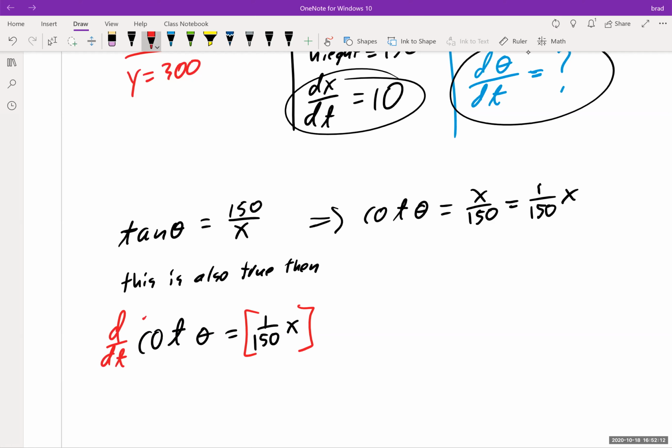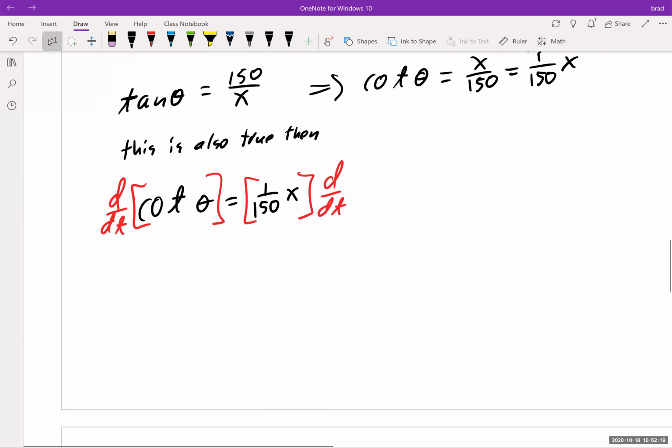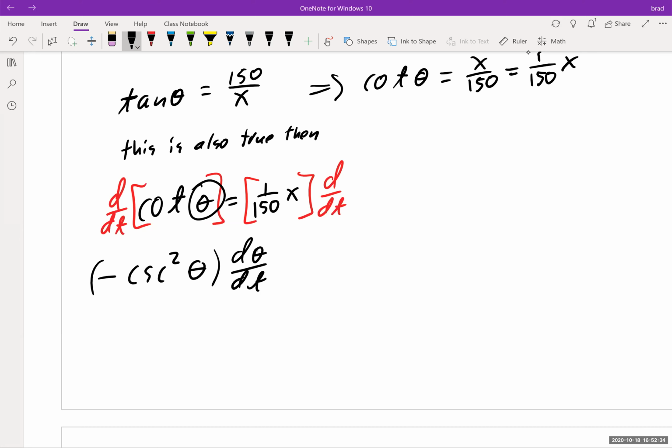I don't know why sometimes I use brackets and sometimes I use parentheses. So that would be that. Now here's why I did it. This is the cleanup. This is what makes it a little bit nicer. So the derivative of cotangent, you guys know, is negative cosecant squared theta. That would be the normal derivative, but because it's with respect to t, we attach the d theta dt, because remember, we're taking the derivative of theta as well. And now this will become 1 over 150 times the derivative of x, which is just dx dt.